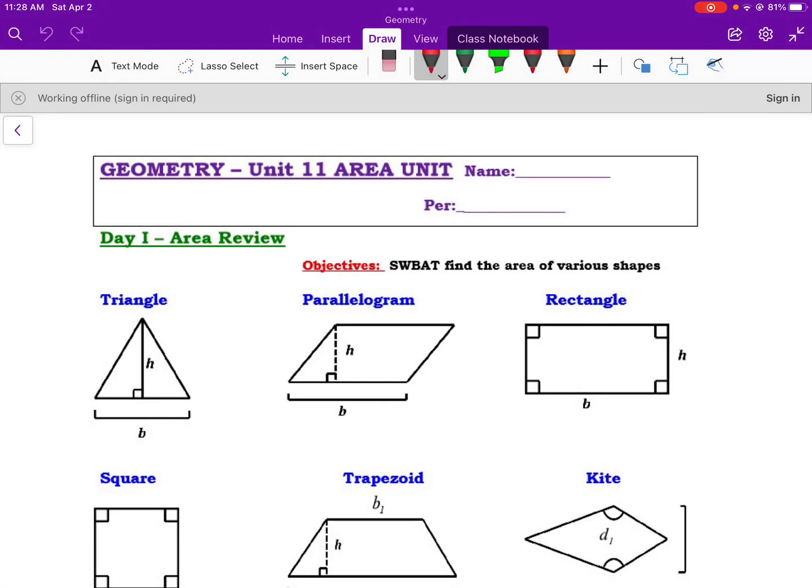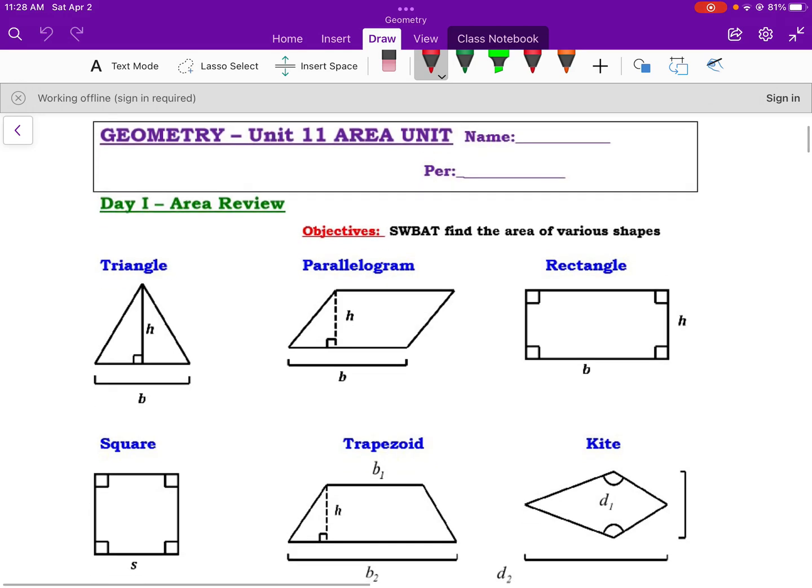All right, guys, welcome to the first lesson for Unit 11 here on area. And we're going to be introducing quite a few formulas.